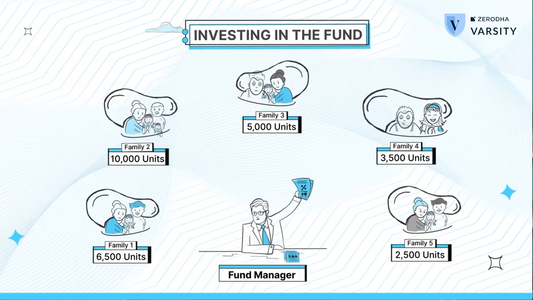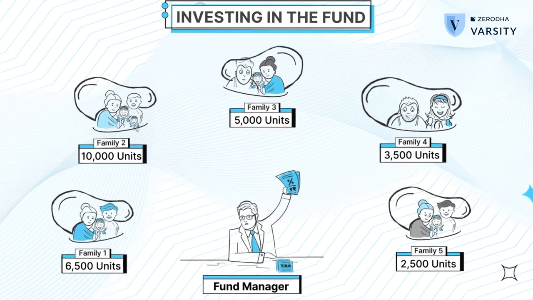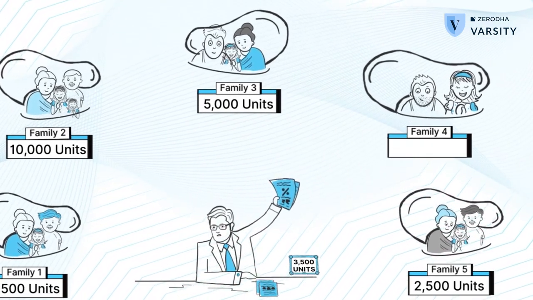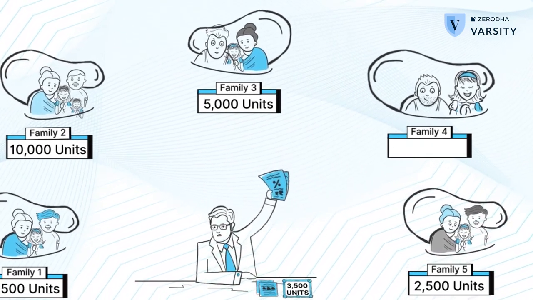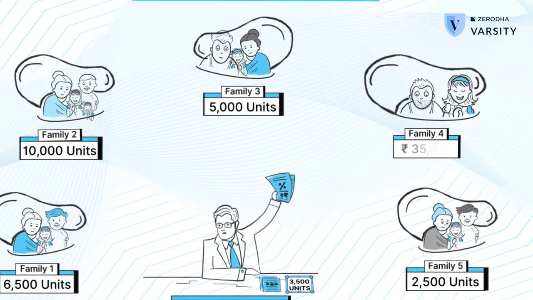Now let's assume family 4 immediately changes their mind and wants to withdraw all the funds invested. So they will have to surrender 3,500 units to the fund manager at the rate of 10 rupees per unit and get back 35,000 in exchange. Anyway, now that the fund manager has 2.75 lakhs, the funds have to be invested in the stock market.